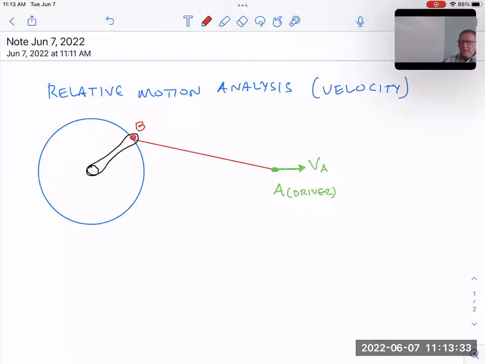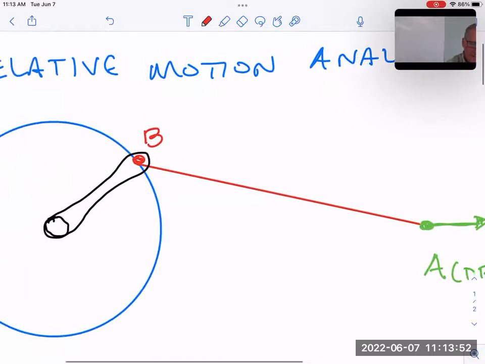What is the velocity of B? Given that B is forced to travel in a circle thanks to the crank arm, from our circular motion discussion, how do you even measure the velocity of B? Does it make sense? It's not linear, like it's not moving through space. What is the velocity of B? Do you have an answer to that?